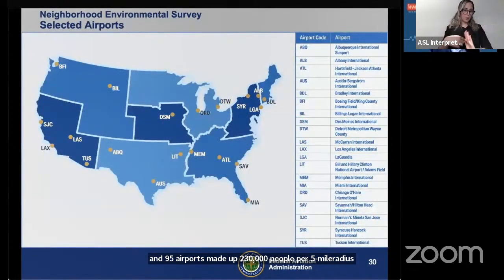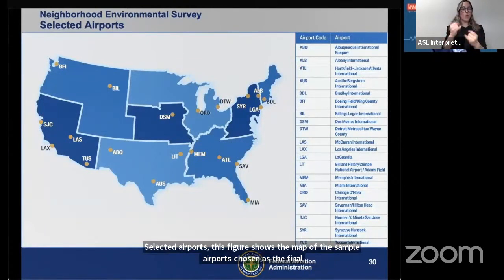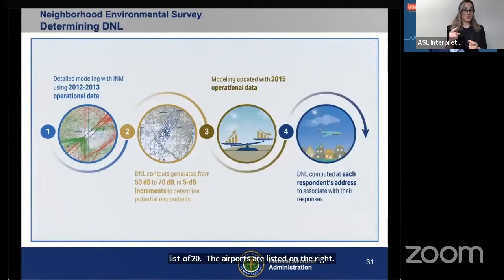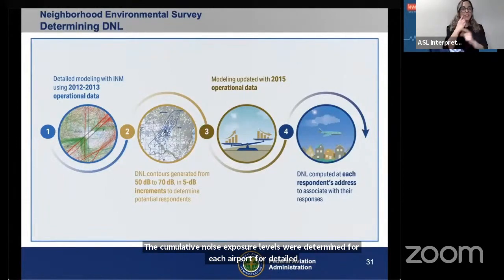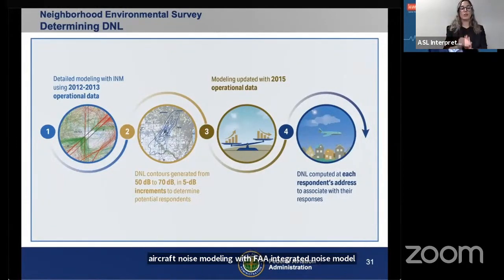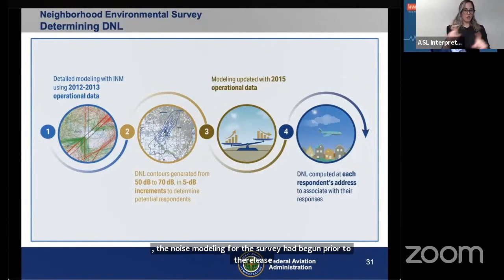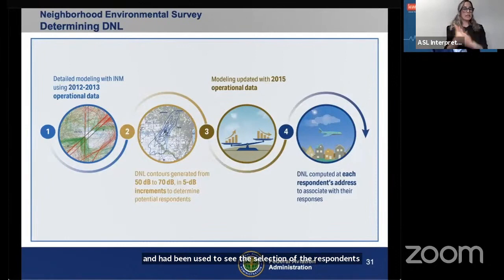Selected airports. This figure shows a map of the sampled airports that were chosen as the final list of 20. The airports are listed on the right. The cumulative noise exposure levels were determined for each airport via detailed aircraft noise modeling with FAA's Integrated Noise Model, or INM. Although INM was replaced in 2015 by the FAA's Aviation Environmental Design Tool, or AEDT, the noise modeling for the survey had begun prior to the release of AEDT and had been used to inform the selection of the respondents. The use of INM was maintained for consistency throughout the project.